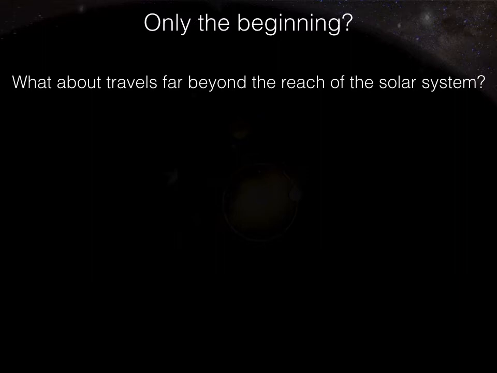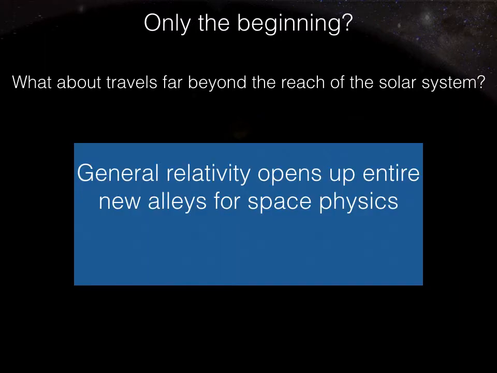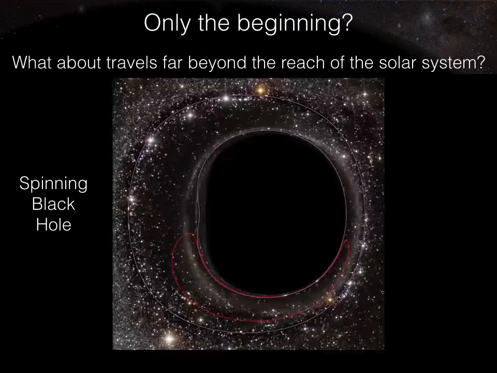So what about travels far beyond the reach of the solar system? Well, I'm afraid that we haven't done anything like this yet. But of course, the goal is to think about what type of physics we know which could work to do these types of things. And here, general relativity, from Einstein, opens up entire new alleys for space physics. In particular, for example, there is this simulation here of a black hole.